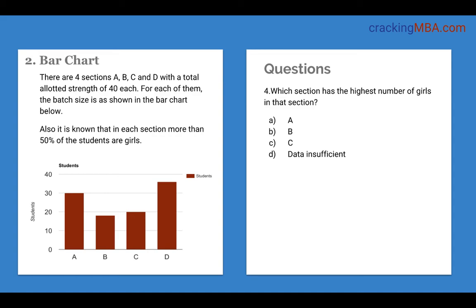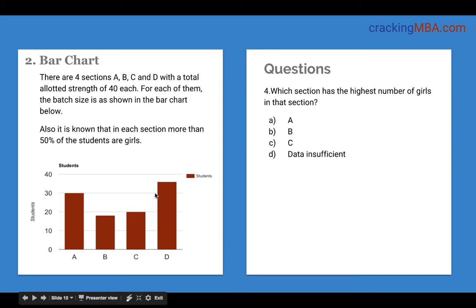Which section has the highest number of girls in that section? So based on the facts available, can we determine this? Let's look at this. The total number of girls in each section could be at least 50%. So in section A, there could be 15 or more girls. In section B, there could be approximately 9 or more girls. Section C can have about 10 or more girls, and section D can have about 18 or more girls.